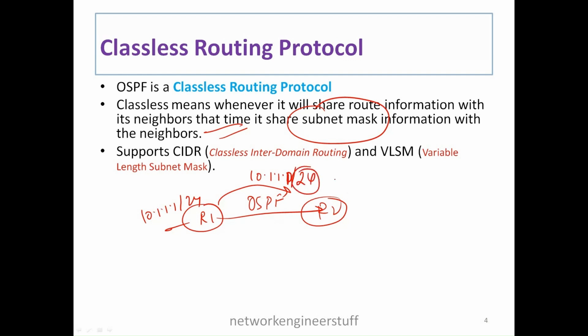the subnet mask in the update. So this is a very important point to remember, and this is the reason why OSPF supports CIDR, that is classless interdomain routing, and VLSM, which is variable length subnet mask.